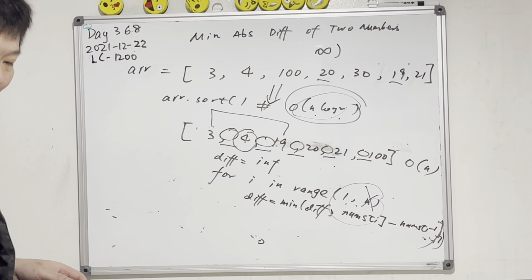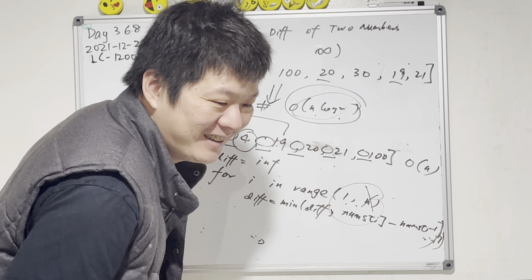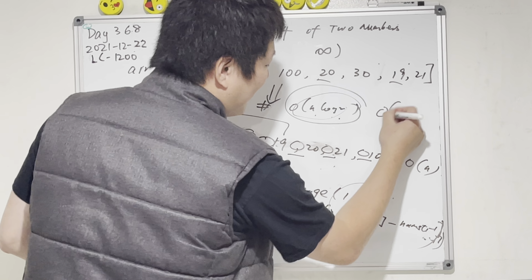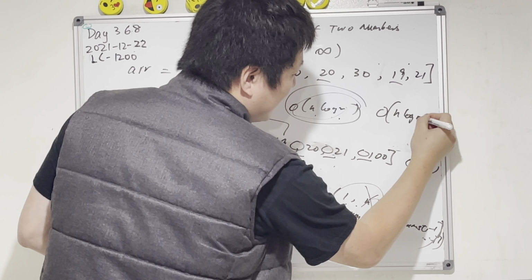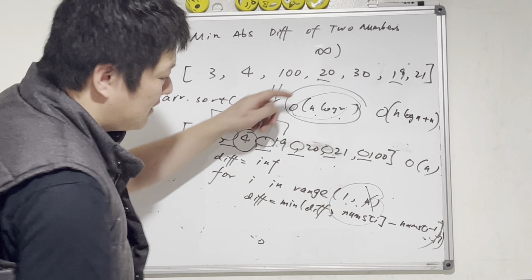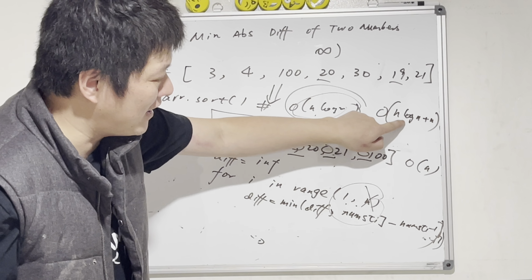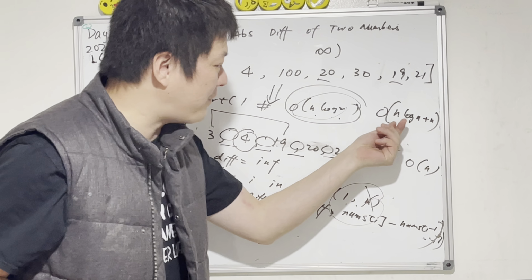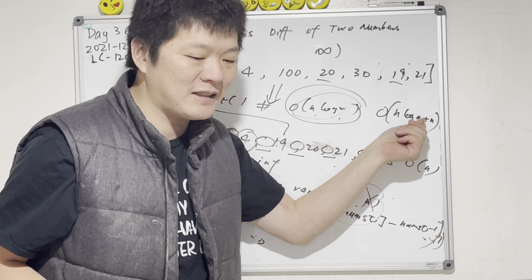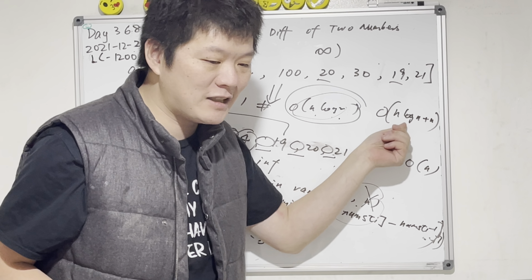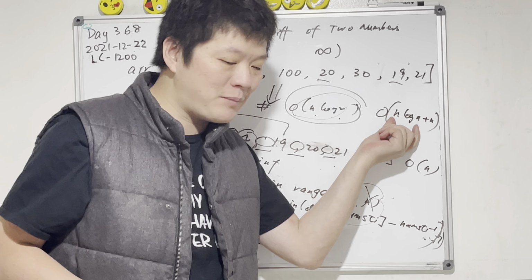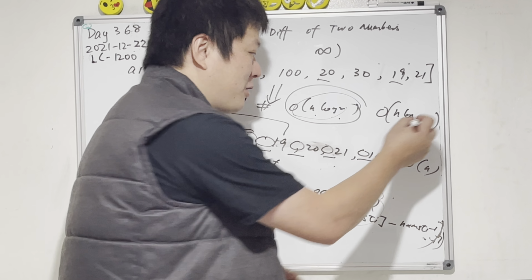Ryan, you said O(n). Why was it O(n)? It's O(n log n) plus O(n), right? Look, this has two parts. First of all, I sort. Second of all, I go through it in linear time. So if I put it together, it's O(n log n plus n). But O(n log n) is bigger than O(n), right? So we keep the most dominating part, which is O(n log n), and drop the smaller part.